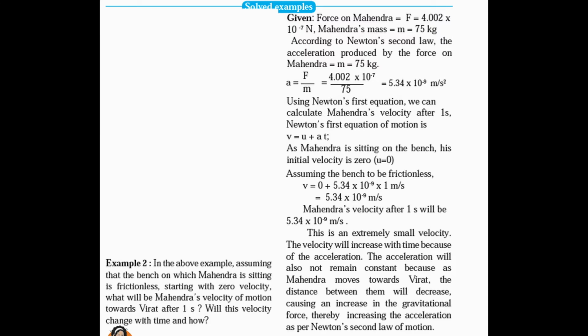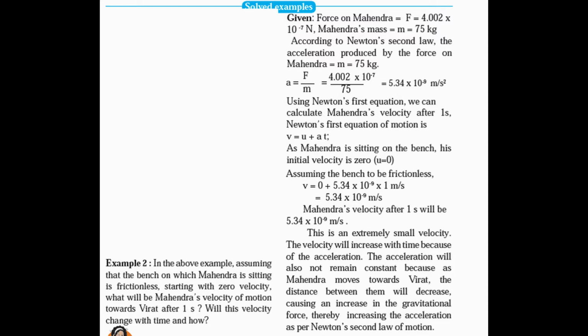So let's understand what we have just learned, students. The force on Mahindra we've just calculated is 4.002 times 10 raised to minus 7 newtons, and Mahindra's mass is 75 kilo. According to Newton's second law, the acceleration produced by the force on Mahindra is, we know F is equal to m a. So a is equal to F divided by m. F we have just calculated. Put the figures for F, which is 4.002 times 10 raised to minus 7, divided by m, which is 75, and calculate this. So that's the answer.